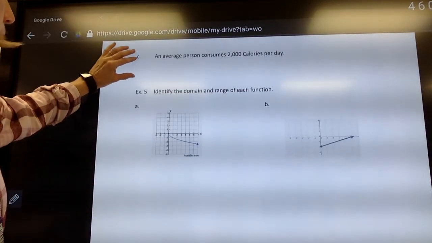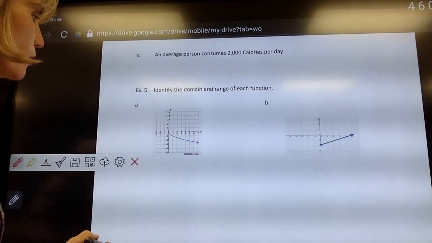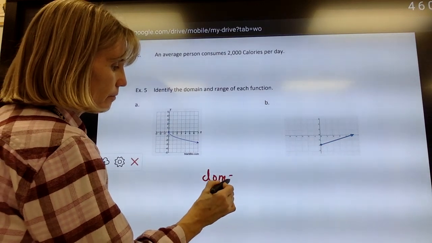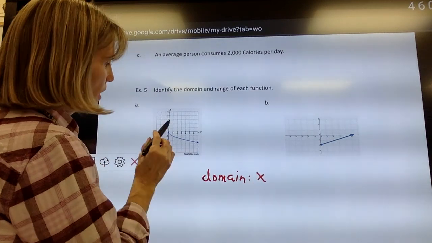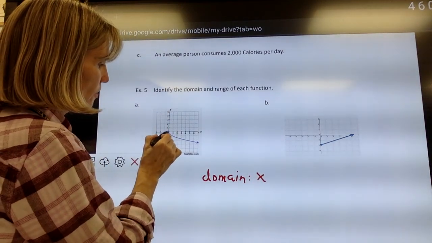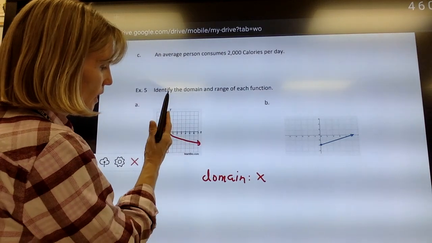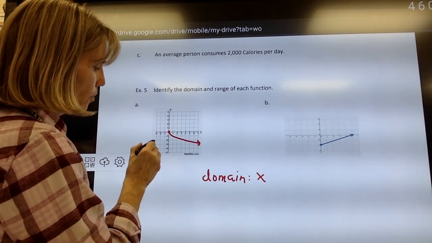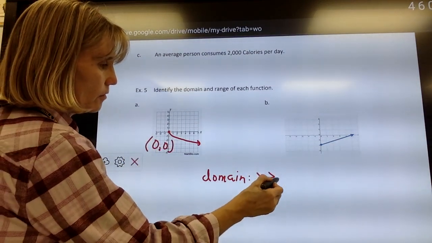Okay, and then lastly, it says identify the domain and the range when you can see the graph. Okay, so the domain are your x values again. Since I have a graph, I'm going to say x's. Now if you look at your x's, here's a definite point right here, and then the graph is just going to the right. It does not go to the left at all. So what's the x value at that point? Well, that point is at 0, 0. So the x values have to be greater than or equal to 0.